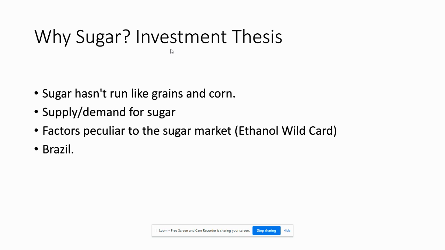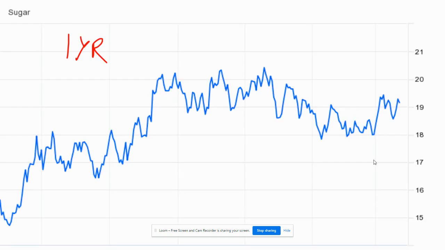We're going to look at some factors peculiar to the sugar market, such as what I call the ethanol wild card, as well as the fact that government subsidies are rife within the sugar industry, and that will form, I believe, the main risk to our trade. And we'll talk a little bit about Brazil, because Brazil produces most of the world's sugar. Fairly straightforward.